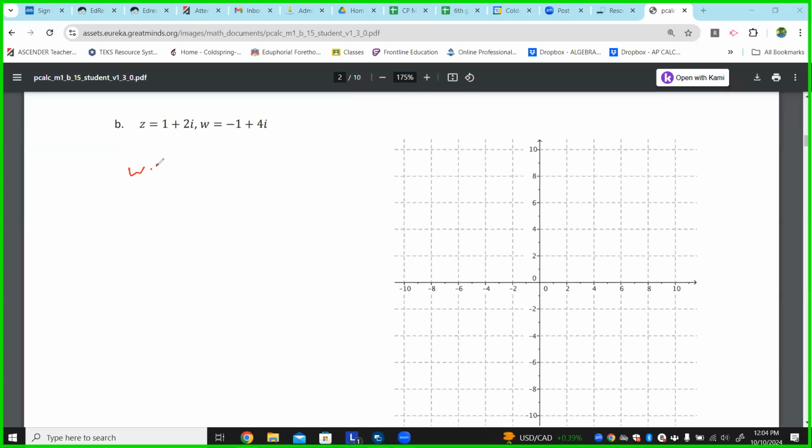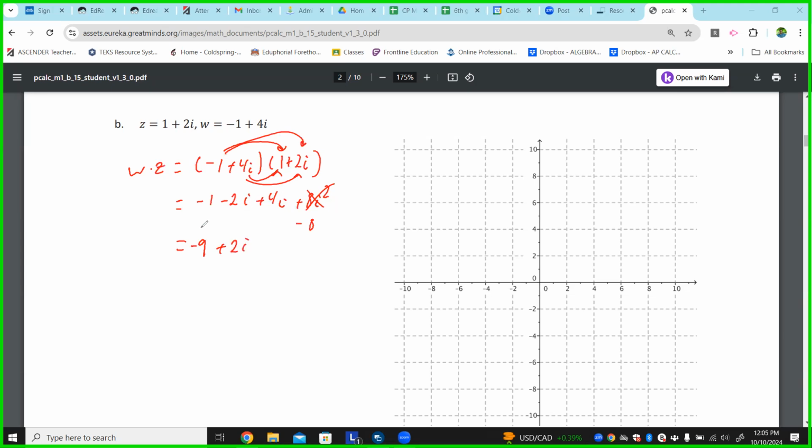So again, the WZ or ZW process is not going to matter. -1 times 1. -1 times 2i. 4i times 1. 4i times 2i. And the 8i squared will turn into a positive 8, so -1 minus 8 is -9. And the -2 plus 4 is +2. Very good. All right, so let's make sure we got all the correct coordinates. What's the coordinate for Z? 1, 2.